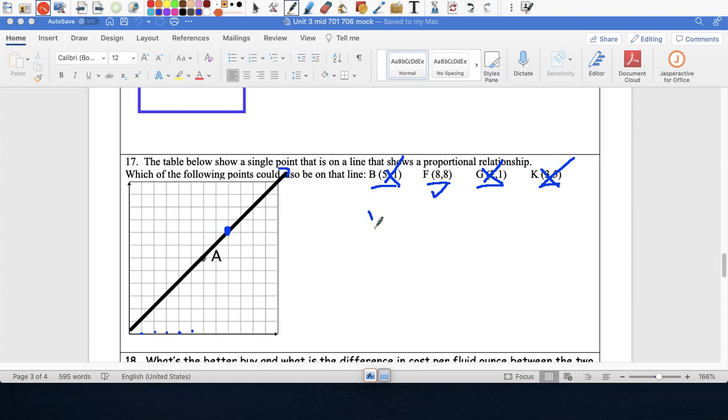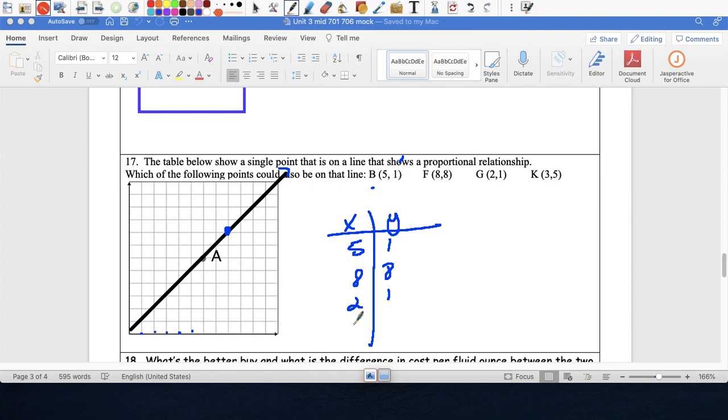Another way is, if you want to create a table, we had the points 5, 1. Let me erase them so we can see them. We had the points 5 and 1. We had the points 8 and 8. We had the points 2 and 1. And you had the points 3 and 5. And we actually had our main point, A, which is 1, 2, 3, 4, 5, 6, 7, 8. And go 8, right, which is this point over here. Now, the other point I meant to say was point A.